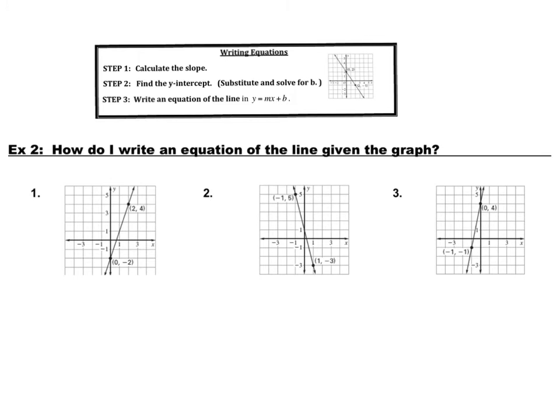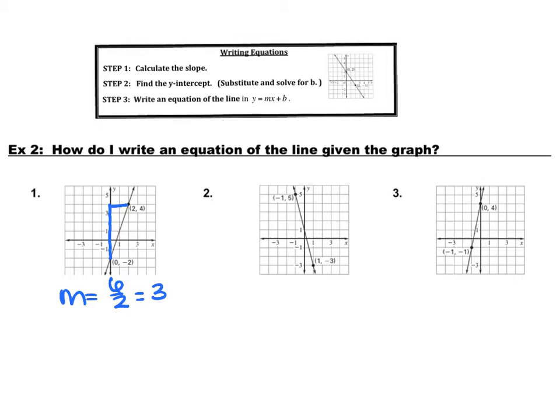All right, so how do I write an equation of the line given the graph? Again, our first step is going to be to calculate the slope. So let's find the slope of this first one. I'm going to go up 1, 2, 3, 4, 5, 6 over 2. So my slope is equal to 6/2, which we can simplify to 3.